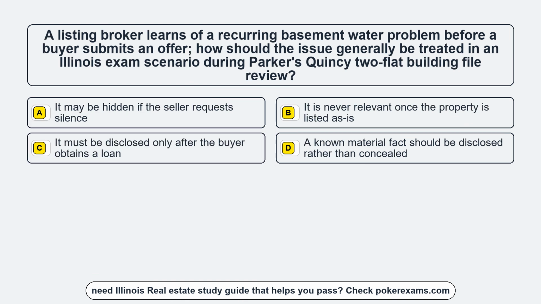Question 24. A listing broker learns of a recurring basement water problem before a buyer submits an offer. How should the issue generally be treated in an Illinois exam scenario during Parker's Quincy 2-flat building file review? Option A. It may be hidden if the seller requests silence. Option B. It is never relevant once the property is listed as-is. Option C. It must be disclosed only after the buyer obtains a loan. Option D. A known material fact should be disclosed rather than concealed.